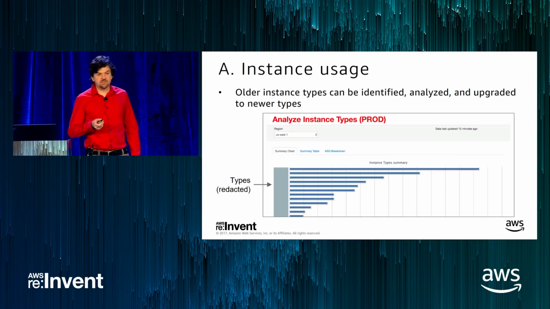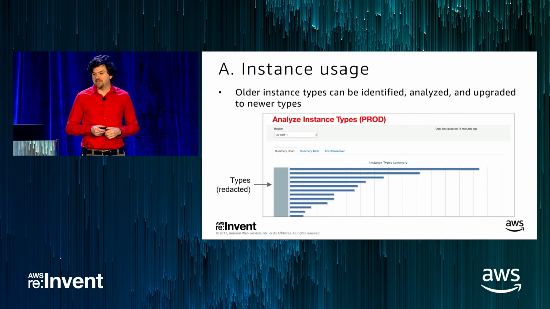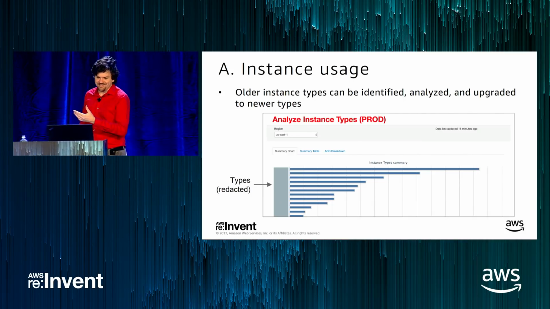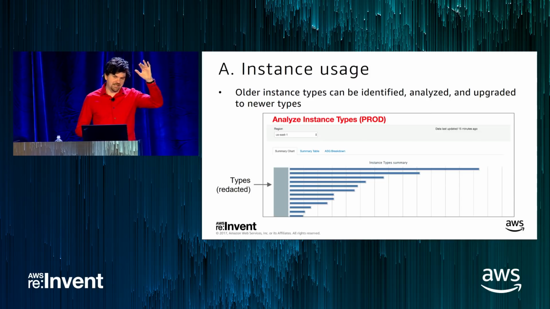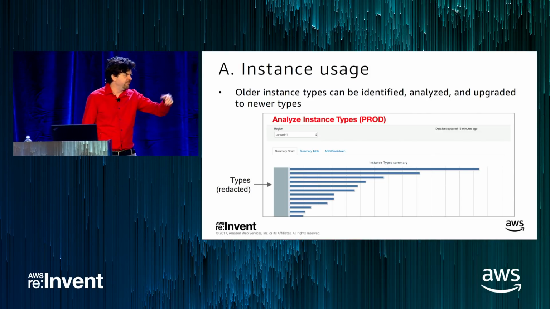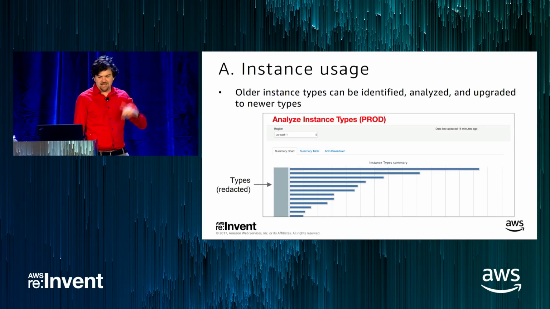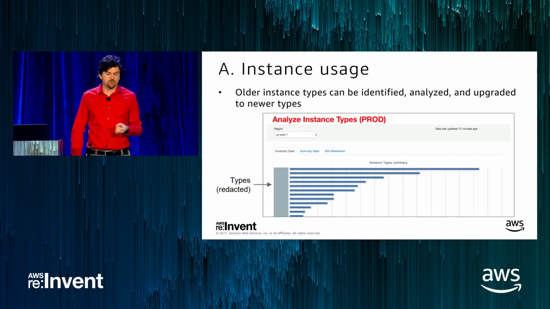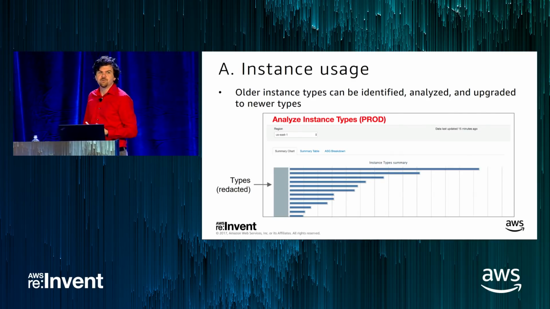We have tools that we can use to see our instance usage. I've had to redact the instance types, but this quickly does a list of the most common instance type in Netflix, whether that's an M4.8XL or whatever down the list. And we use this tool to see if there's any old instance types that need to be upgraded, because performance and price performance always gets better.